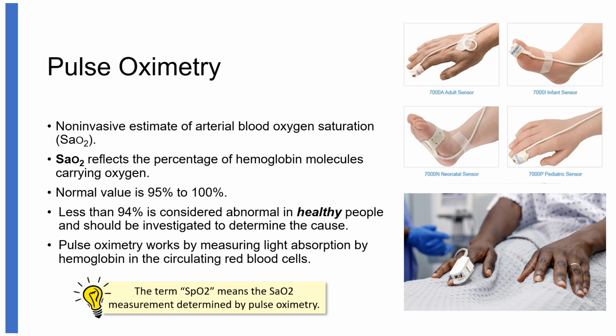A normal value for pulse ox is going to be 95 to 100. If you're a healthy person, if you have a pulse ox less than 94%, then that is considered abnormal. So you should look further, assess further, ask more questions.